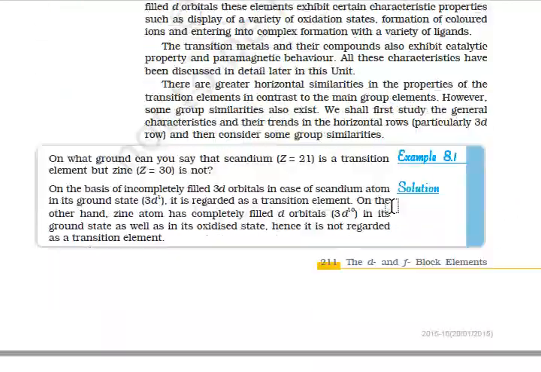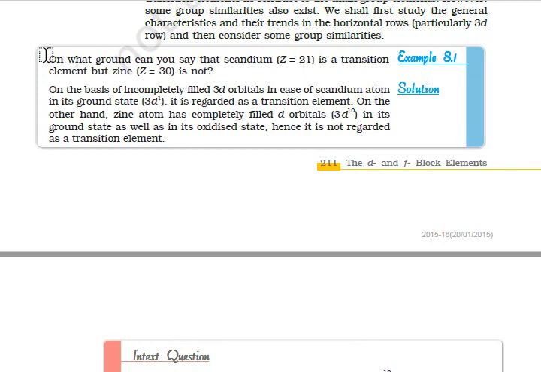Let's move further. A question is asking on what ground can you say that scandium is a transition element but zinc is not? I have mentioned this before: scandium has a partially filled d orbital, which can help in the transition of electrons from the s orbital to the inner d orbital. But in the case of zinc this is not possible, as its d orbital is fully filled and no electron transition will be seen in its ground state, nor in its oxidized state, because only 2 plus is the oxidation state of zinc, and the electrons will be removed only from the outermost orbital. Hence we can say that zinc is not a transition element.